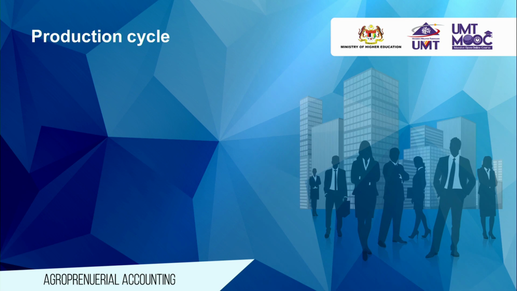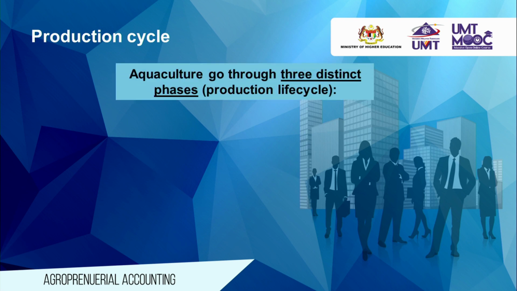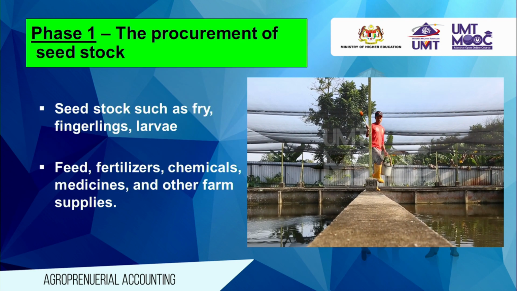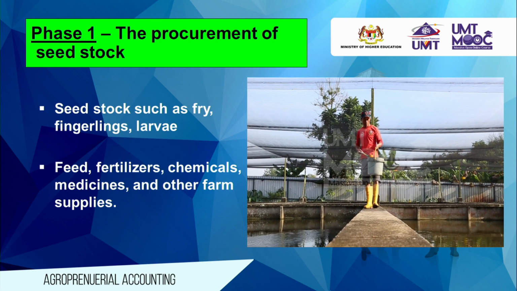Next, the production life cycle of aquatic creatures. It is very important for us to know the phases or production cycles of the aquaculture. There are 3 phases of aquaculture. First is the procurement phase, second is the transformation or grow out phase, and the third one is the harvesting and sale phase. Agropreneurs should know each of the phases. Why? Because the accounting treatment for aquatic animals or plants vary depending on the phases of production life cycle. Let us now look in detail what each phase means.